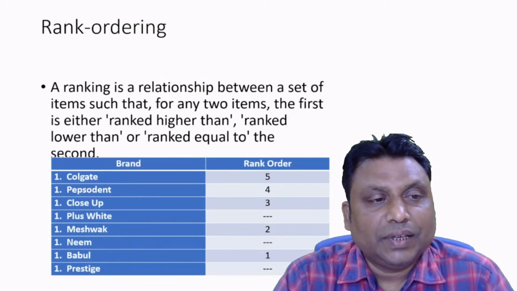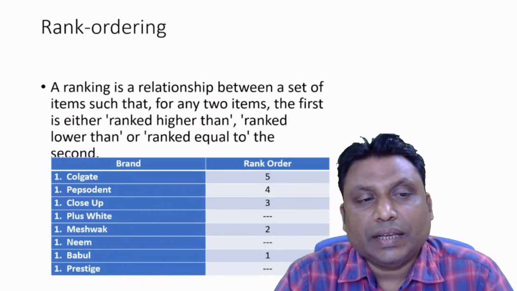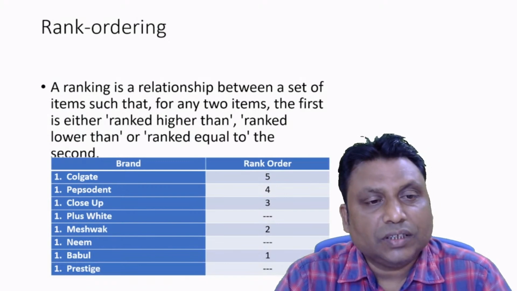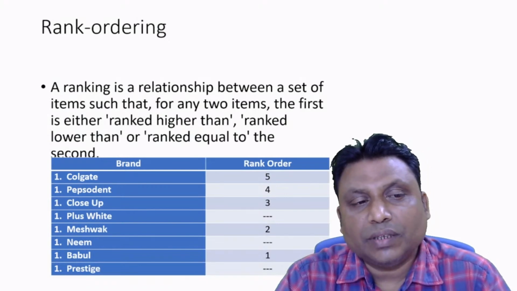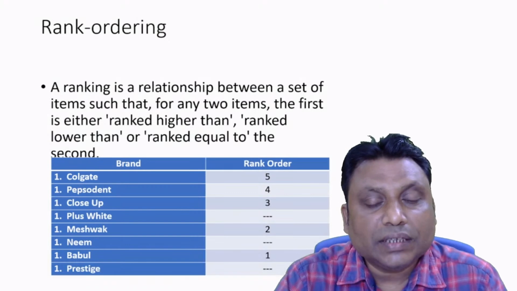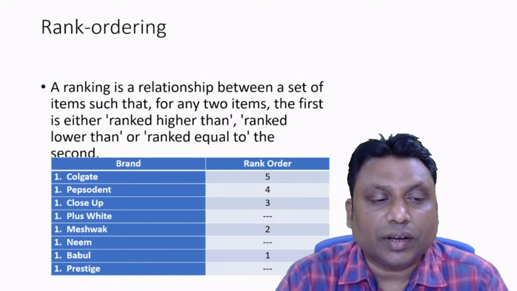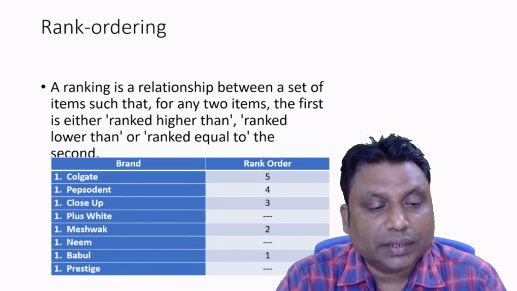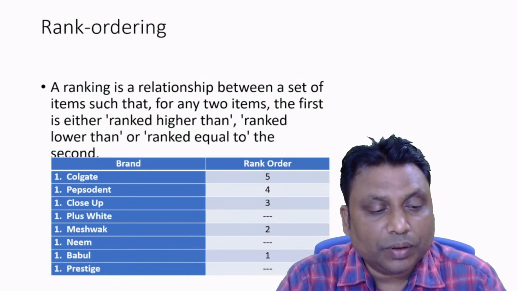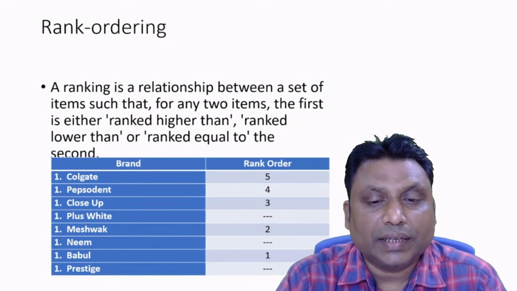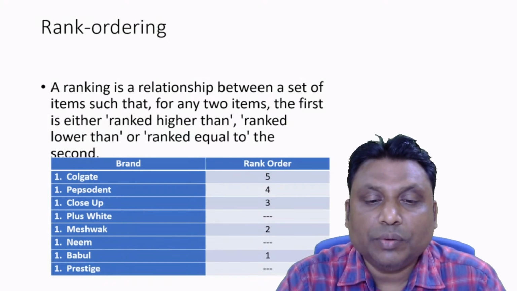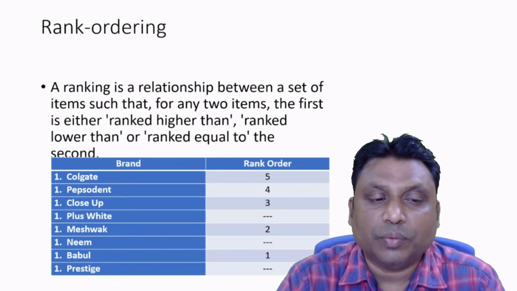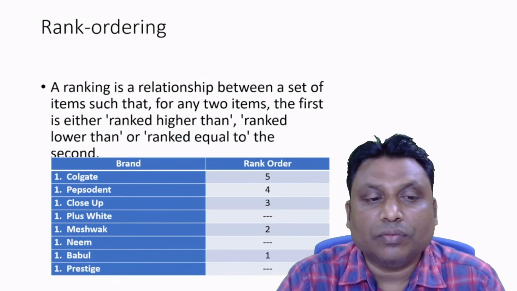Then rank ordering. A ranking is a relationship between a set of items such that for any two items, the first is either ranked higher than, ranked lower than, or ranked equal to the second. Suppose brands are given: Colgate, Pepsodent, Close Up, Plus White, Meswak, Neem, Babool, and Prestige. These are some brands. So what is the rank? When you ask any respondent, they go for ranking your brands.